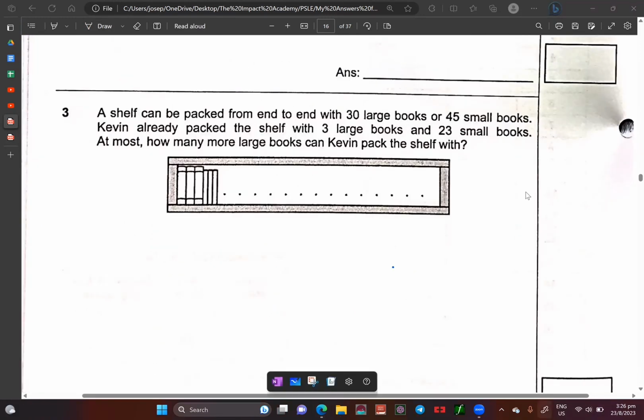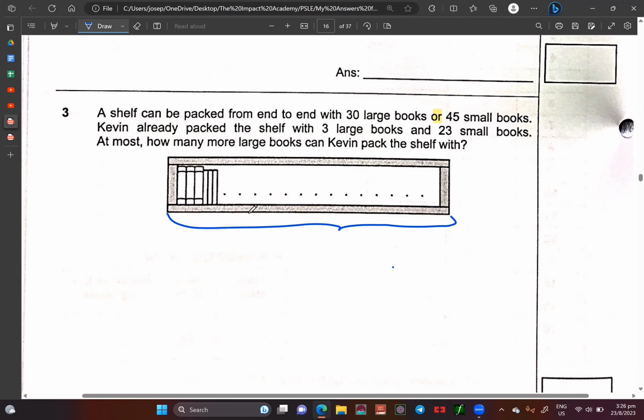So in question number 3, we can see that a shelf can be packed from end to end with 30 large books. Or I can say that the keyword here is the word "or". It means that I can either put 30 large, or 45 small. So what does that mean? It means that 30 large books is equal to 45 small books. This is the first thing that you can write down. Now the question says that Kevin already packed the shelf with 3 large books and 4 small books.